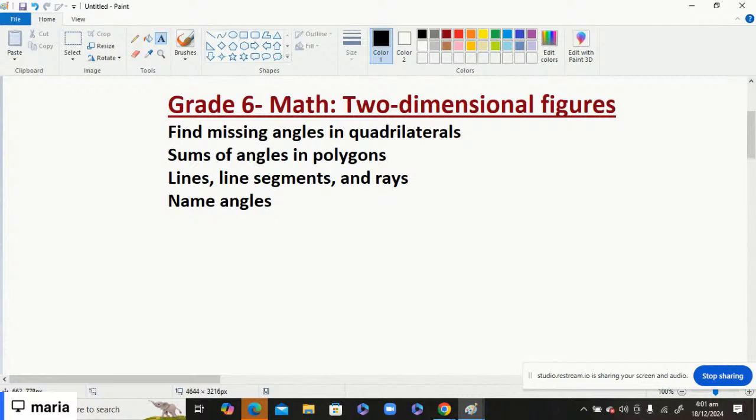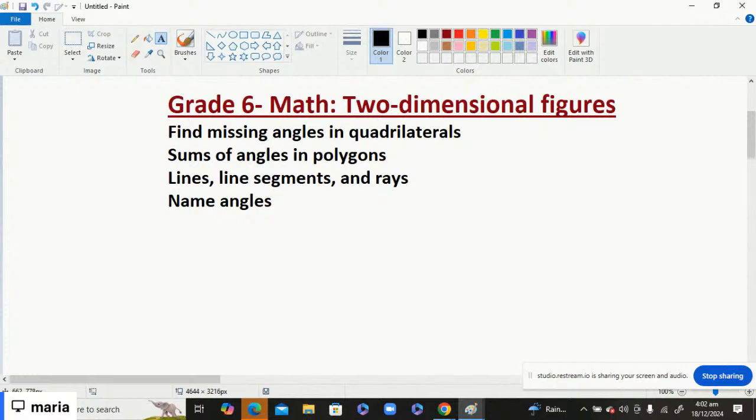So today we are here for grade 6 math. The chapter we discuss today is two-dimensional figures. And here is the list of the lessons. The first lesson is find the missing angles in quadrilaterals. Then sum of the angles in a polygon, lines, line segments and rays, and name angles. You can find all the lessons on aplusstudent.com.